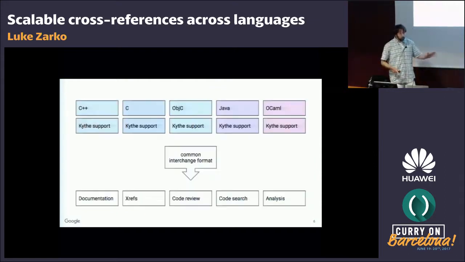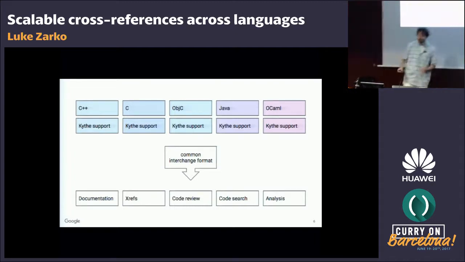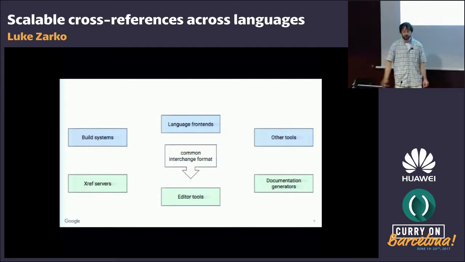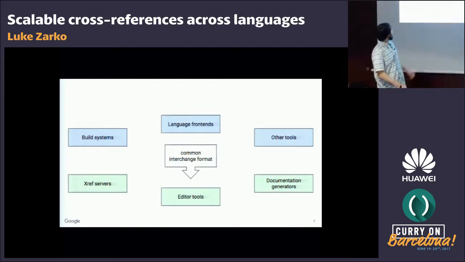So what we propose with Kythe is this sort of classic hourglass thing, right? Where you have support for some common interchange format that you implement for all of the languages on the input side, and all of your tools consume it, right? But it's not just the programming languages that you want support for. It's your build systems, it's your other tools. And the tools that you want to consume this data are your cross-reference servers, your editors, your documentation generators.